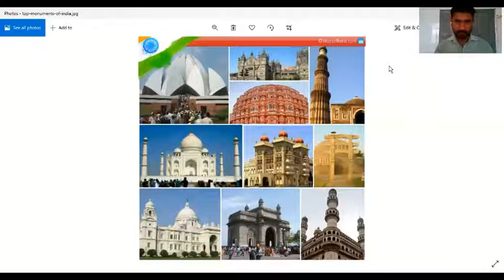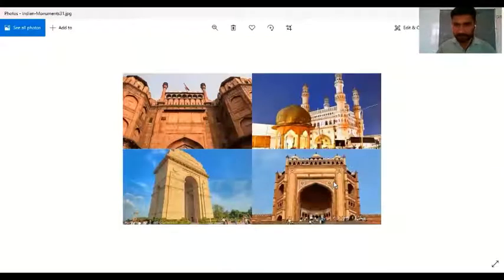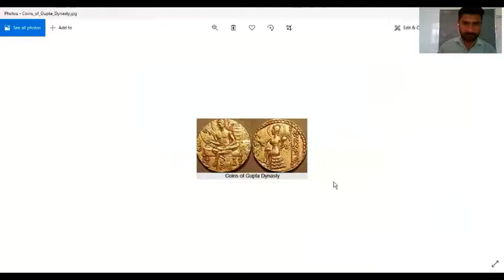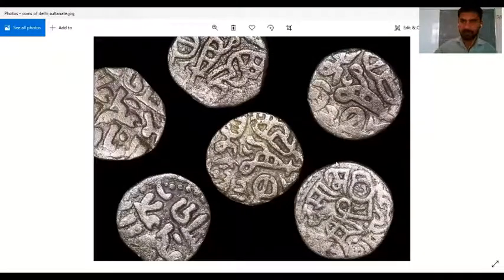So these are the beautiful monuments of medieval India. You can see a few of them: Lotus Temple, Qutub Minar, Hawa Mahal. Then here you can also see the Taj Mahal. Okay, India Gate is there, Sanchi Stupa. There are also a lot of temples of that period. Okay, here you can see the Red Fort is also here. So these are the sources of medieval history.